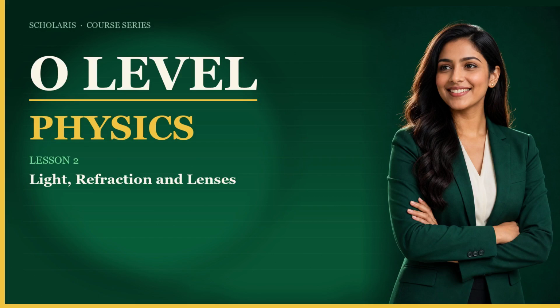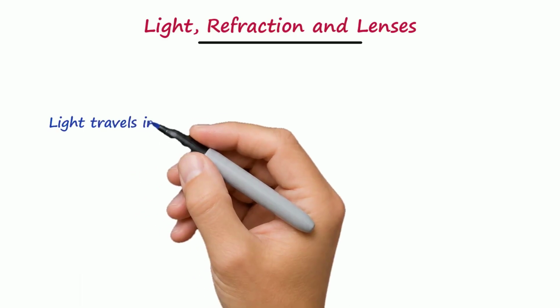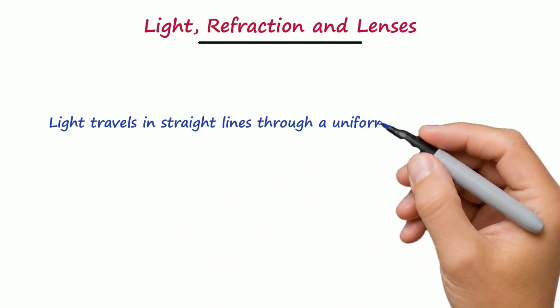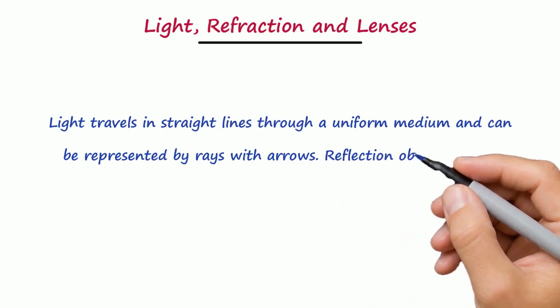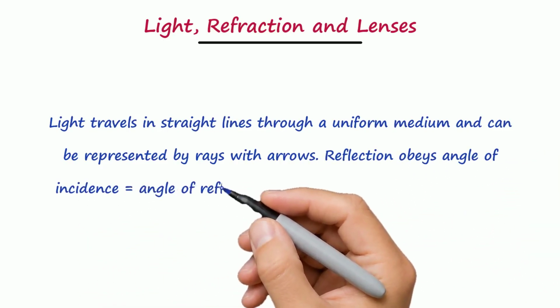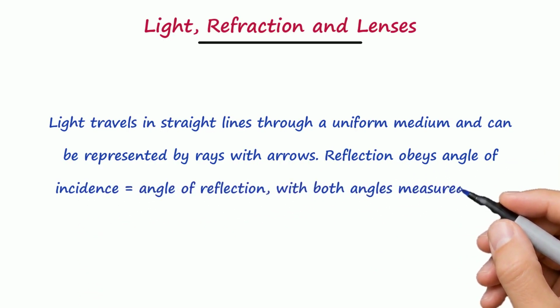Alright, O-Level Physics, Lesson 2. We're on light, refraction, and lenses. Light travels in straight lines through a uniform medium and can be represented by rays with arrows. Reflection obeys angle of incidence equals angle of reflection, with both angles measured from the normal.